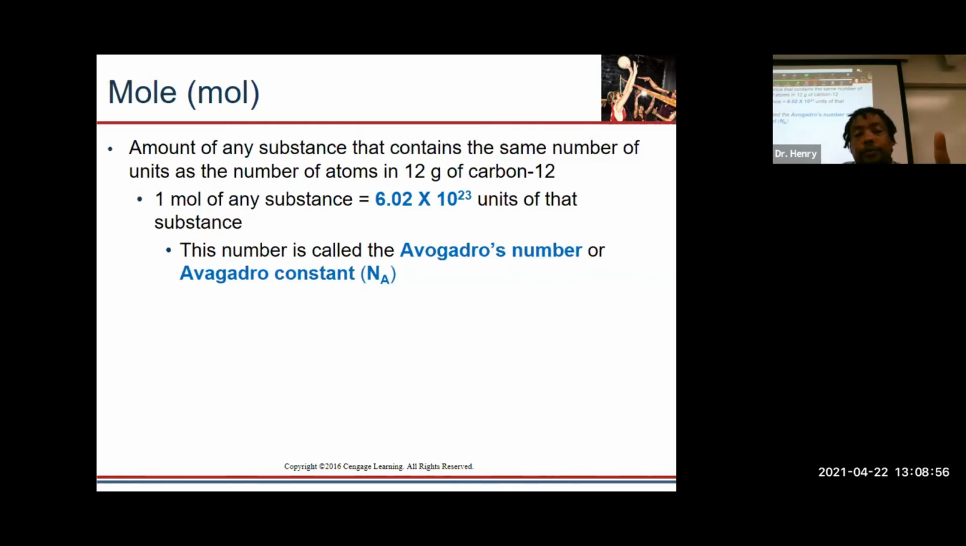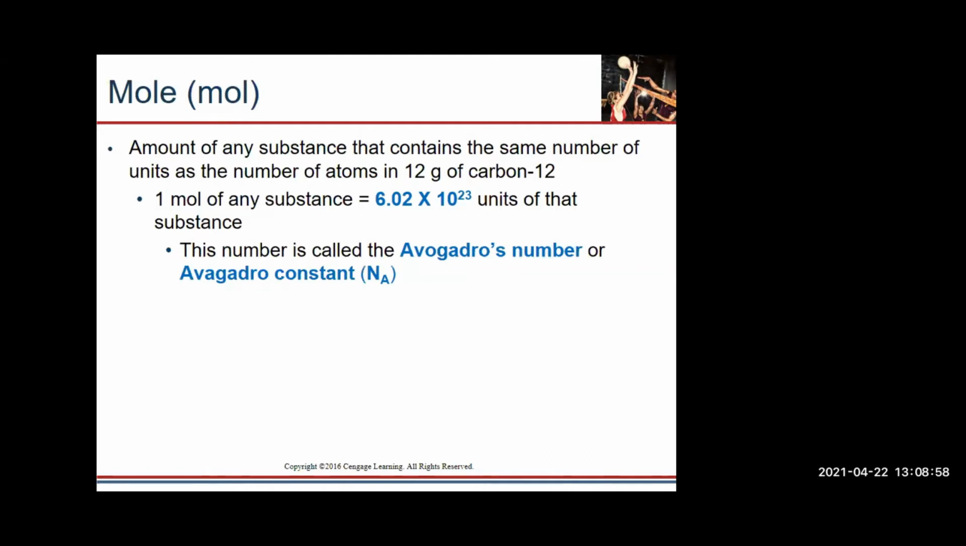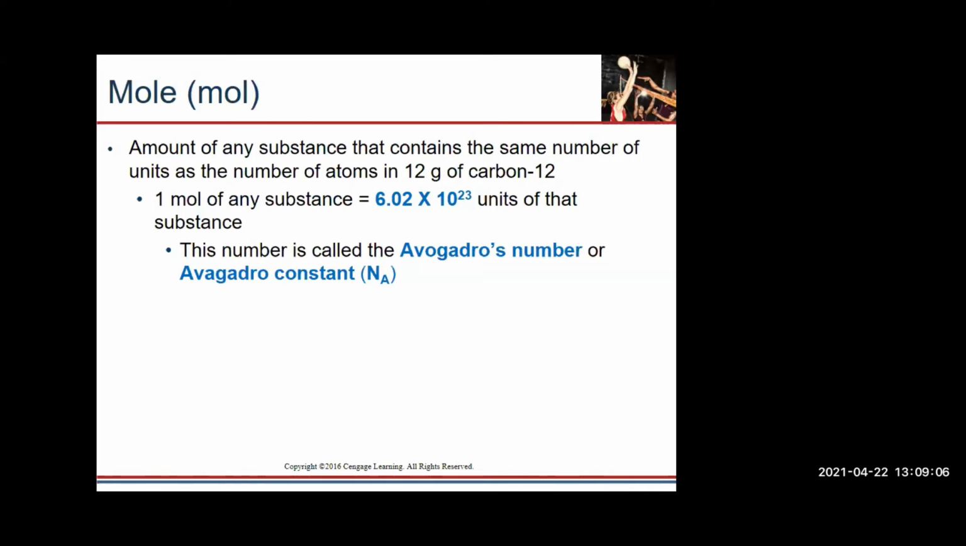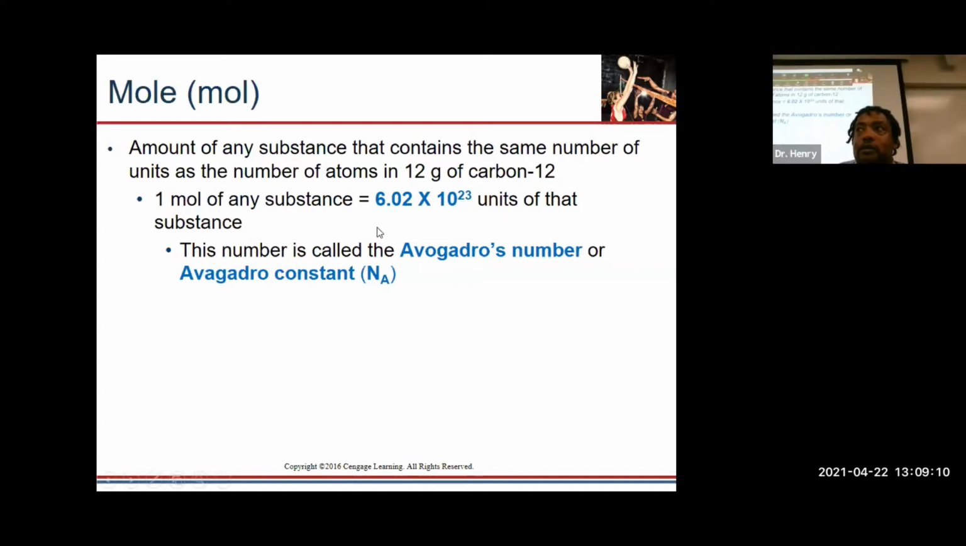Okay, so 1 mole is like a dozen. The 1 mole doesn't equal a dozen, but 1 mole is like a dozen in that it has similarity to a dozen. 1 mole is equal to 6.022 times 10 to the 23rd. And this is also called Avogadro's number.